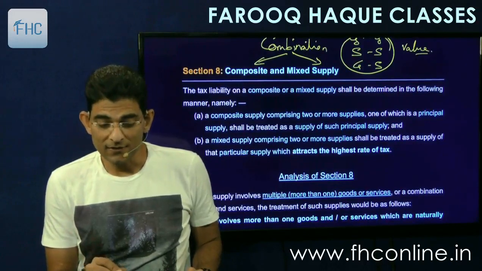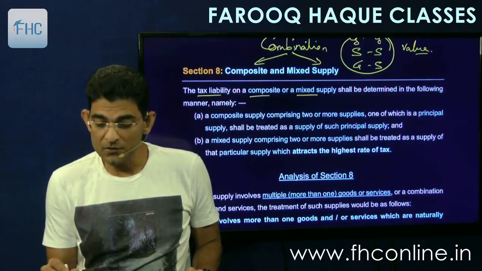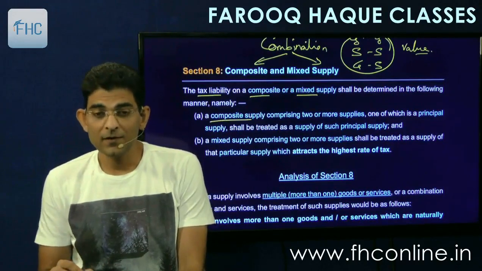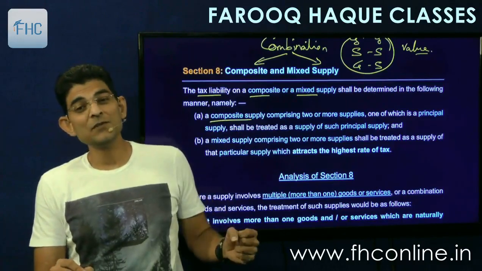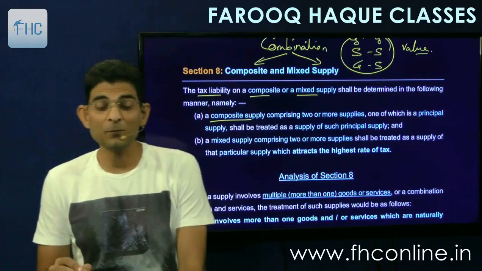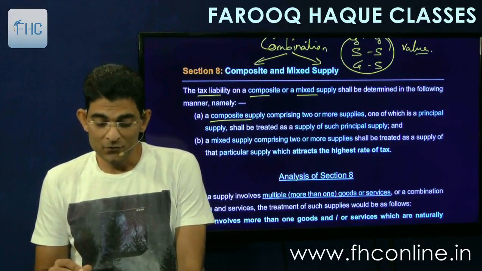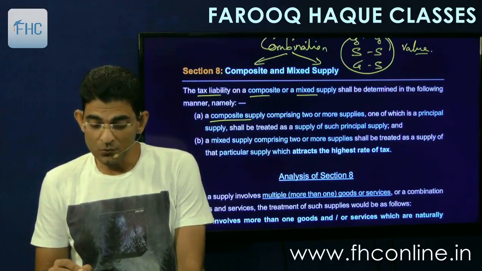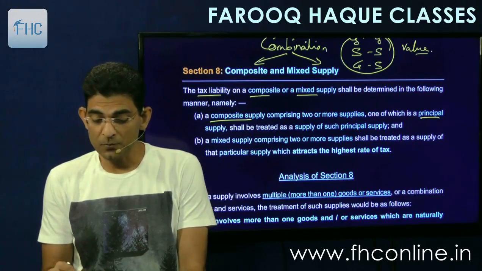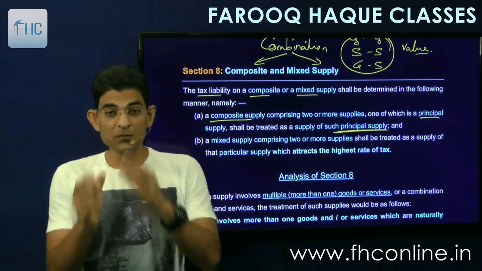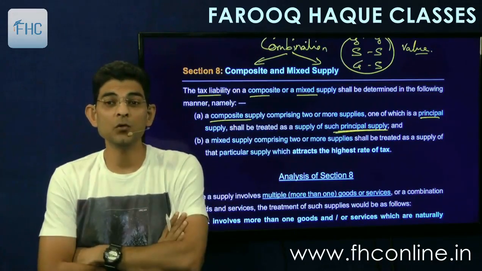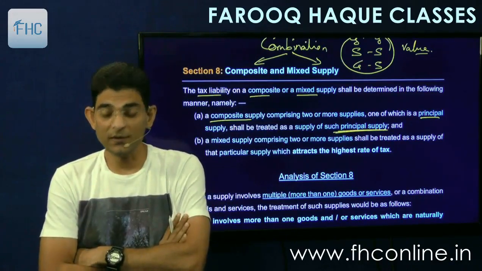The section says, the tax liability on a composite or a mixed supply shall be determined in the following manner. Namely, composite supply. Let us see the section first and then we'll see the definitions of composite and mixed both. So a composite supply comprising two or more supplies, one of which is the principal supply, shall be treated as a supply of such principal supply. So in case of composite supply, whatever rate is applicable to the principal supply will apply to the whole combination value, right?